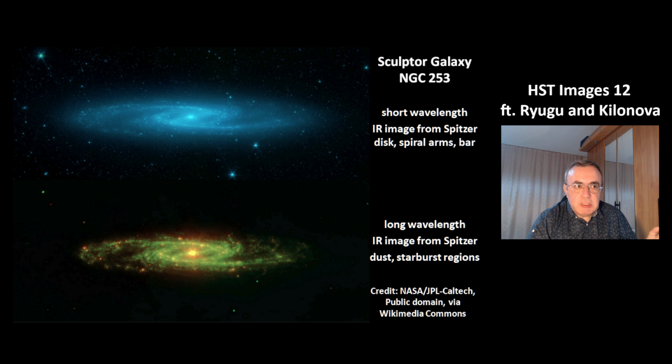These are two more images from Spitzer. At the top, that's the short wavelength infrared image, which shows the disk, the spiral arms, and the bar. At the bottom, that's the long wavelength infrared image. In this image, you can see the dust and the starburst region. And this shows you the advantage of having different wavelengths to observe different features of the galaxy.